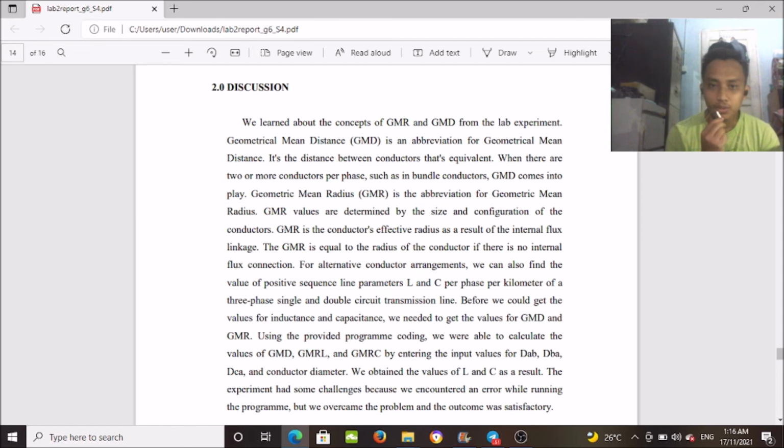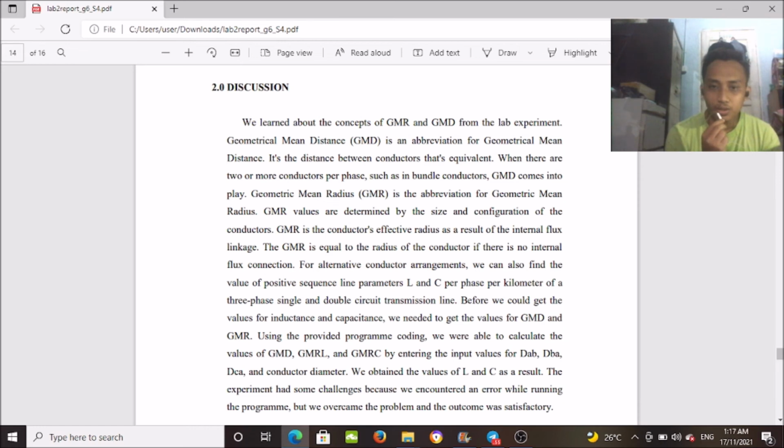GMR is an abbreviation for geometric mean radius. GMR values are determined by the size and configuration of the conductors. GMR is the conductor's effective radius as a result of the internal flux linkage. The GMR is equal to the radius of the conductor if there is no internal flux linkage.